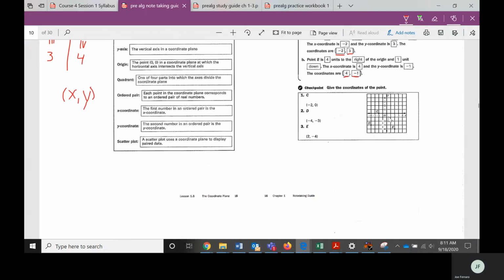D is over here. You have to go, I'll try to do this as neatly as possible, left 4 and down 3. So -4, -3, because you went left and down. Those are both negative. Point E, you always start at the origin. You go over 2, and that's a +2, because you went right. And then you go down 4, so that's a -4.